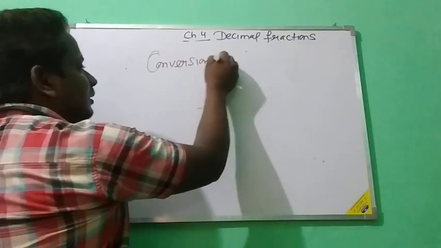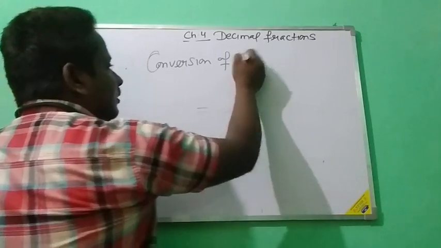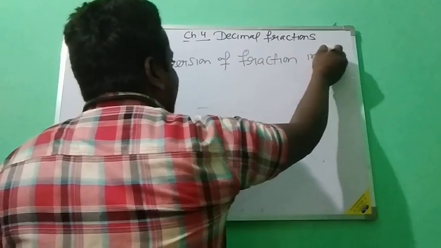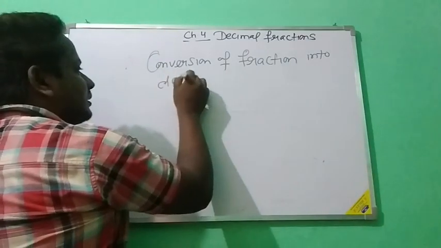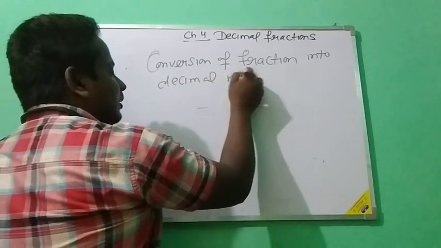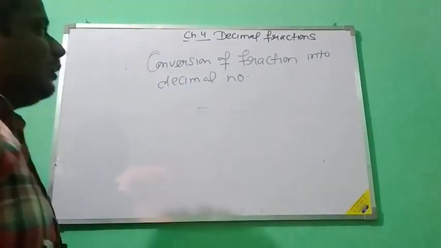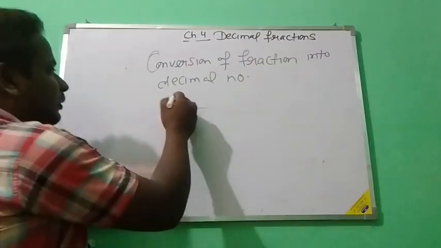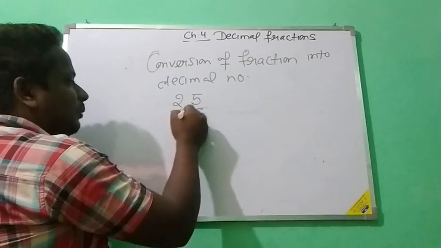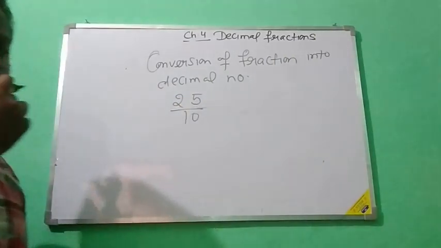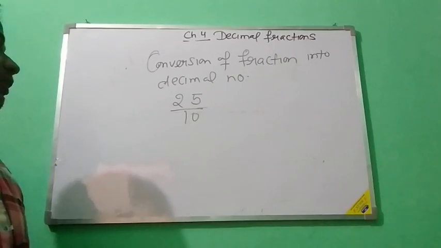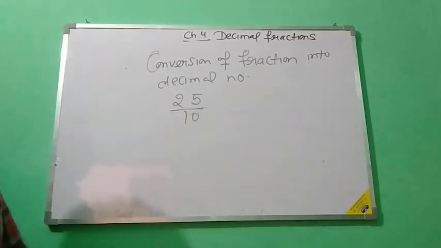Conversion of fraction into decimal number. Suppose you have a number 25 upon 10 and you need to convert this number into decimal. So how you will do it?